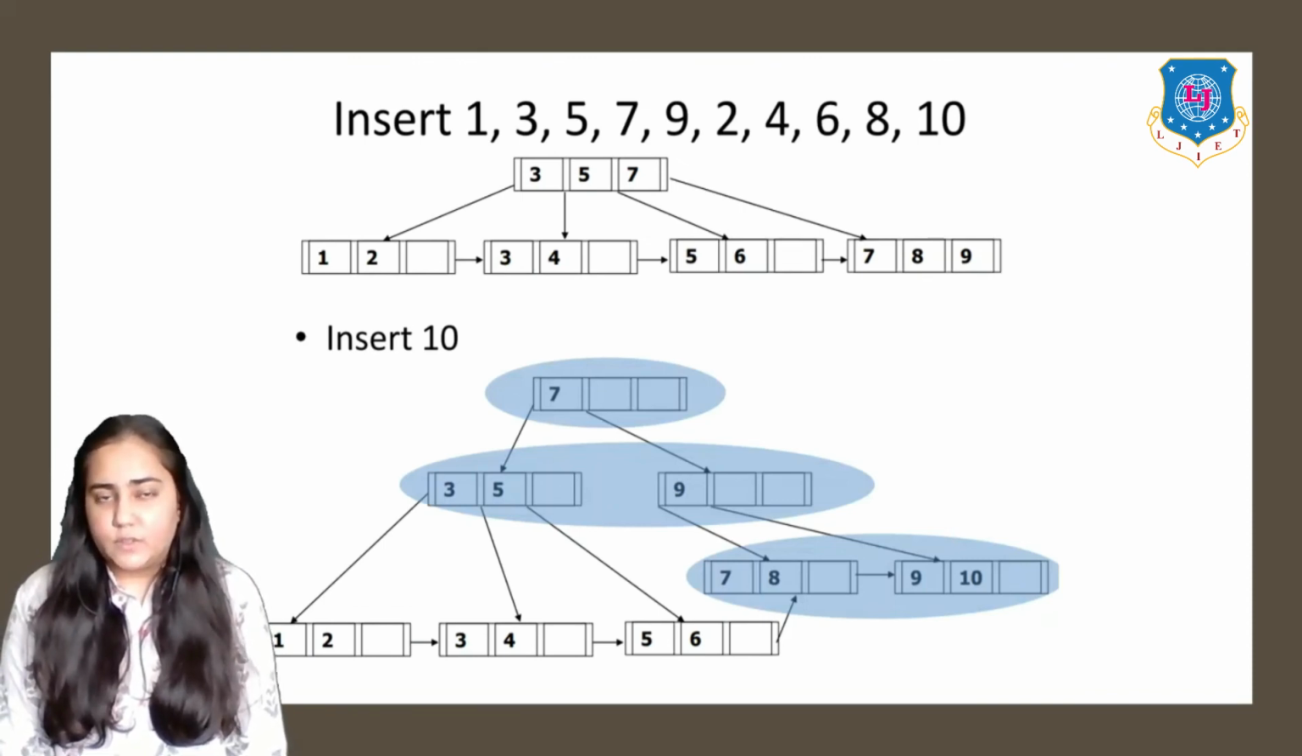And the rest of the tree is just readjusted in the same manner. Now you can see that my leaf nodes contain all the keys. There were 10 keys in total, and all 10 keys are present in the leaf nodes. So what you have here is a tree that is a full B plus tree, with all the keys present in the leaf nodes.